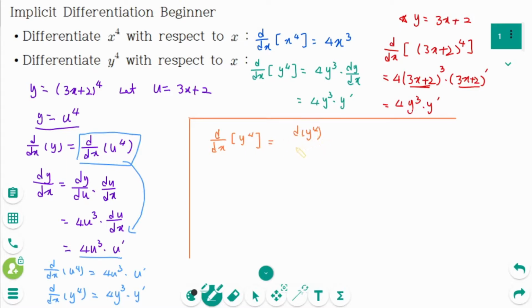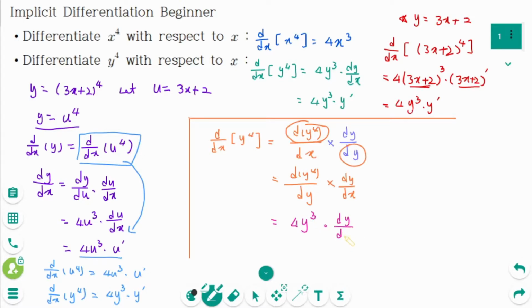Or you can think this way, d/dx of y to the power of 4 equals d(y to the power of 4) over dx. When we differentiate y to the power of 4, we need the d/dy. So times dy over dy equals d(y to the power of 4) over dy times dy/dx. Now we can differentiate y to the power of 4, which is 4y cubed times, keep the last one, dy/dx. Or we can rewrite as 4y cubed times y prime.